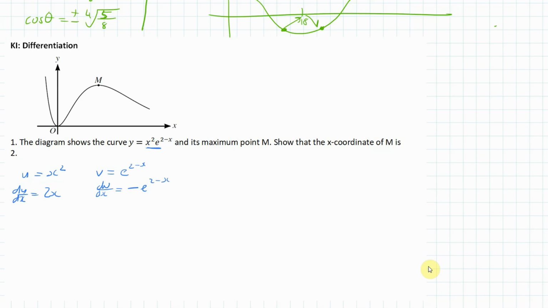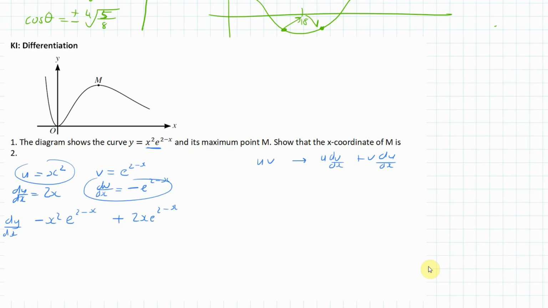And we know the rule for the product rule. If we've got uv, then when we differentiate it, we need to get u times dv dx plus v times du dx. Okay. Now that means we're going to get dy dx is going to be negative x squared e to the 2 minus x. So that one pairs with that one, and then the other two pair together, so it'll be 2x e to the 2 minus x.